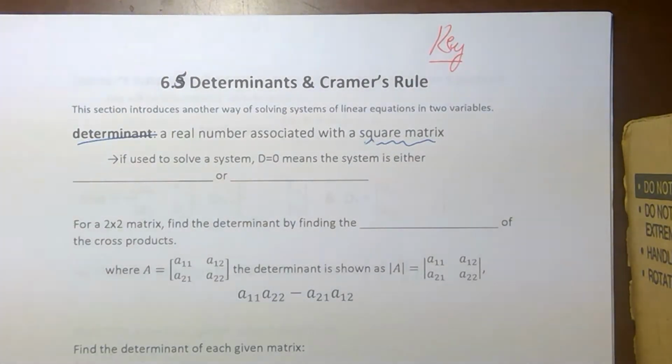So if you don't have a 2x2 or a 3x3, etc., you're not going to find a determinant. We are just going to do determinants of 2x2 and 3x3 matrices. You could keep going and find determinants of bigger square matrices. It's just more work, more layers.